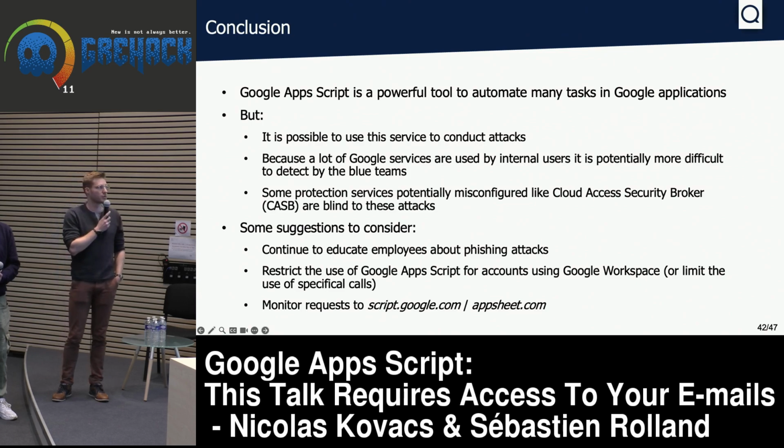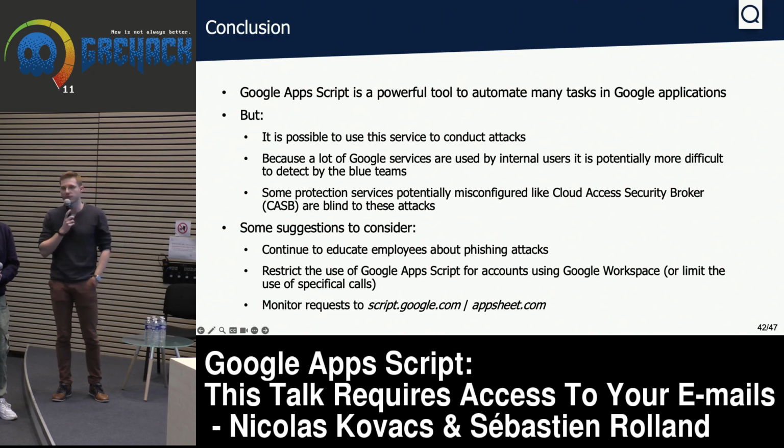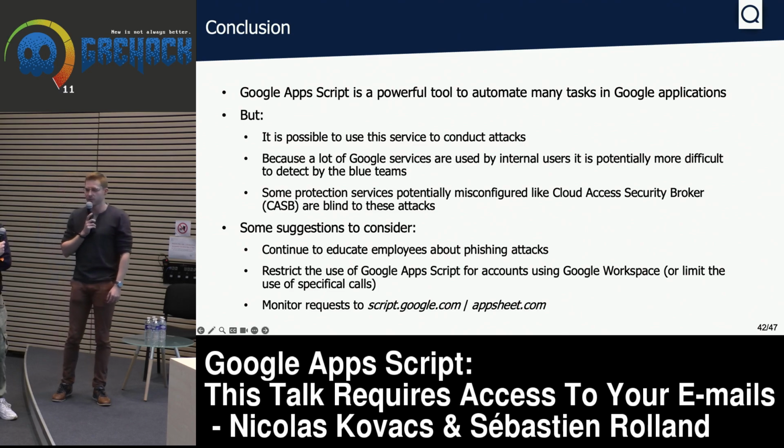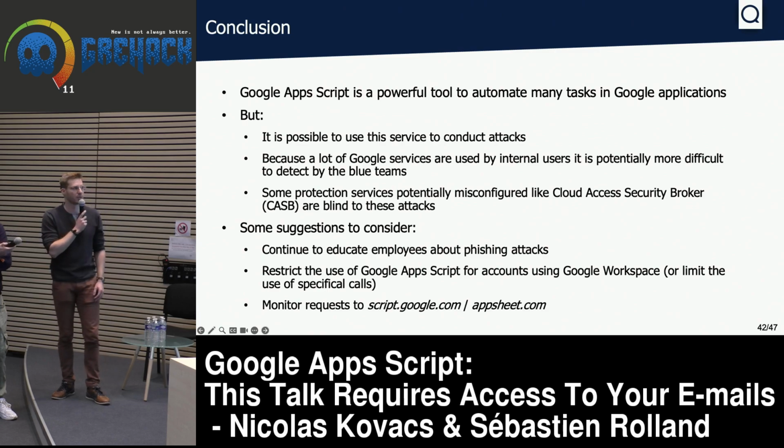So we have some suggestions for you to consider. As you saw, a lot of our scenarios are based on phishing attacks. So what we can say is to continue to educate employees about phishing. You can also restrict the use of Google Apps Script within the administration console of Google Workspace, and/or limit the use of some specific methods or functions. And at the end, you can also monitor requests to script.google.com or appsheet.com.